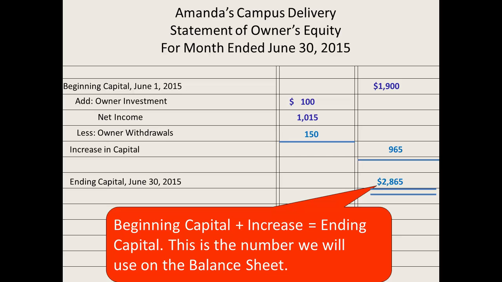So now I've started out with 1900 in the capital in my equity account, and I've shown everything that increased it, which was owner investment of 100 and net income of 1015, and everything that decreased it, which was the owner withdrawals of 150. And I come down then at the end of the month with ending capital of 2865. This is the number that I'm going to use when I get to the balance sheet. So this statement of owner's equity needs to be done before you do the balance sheet.